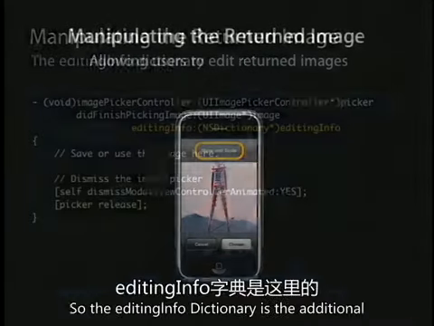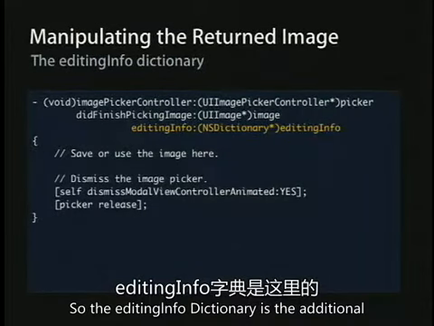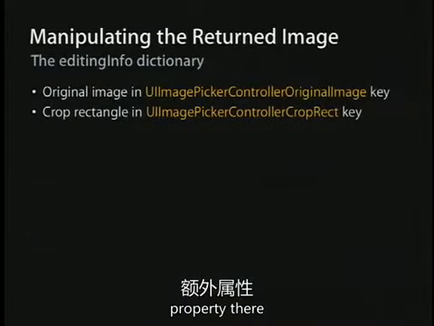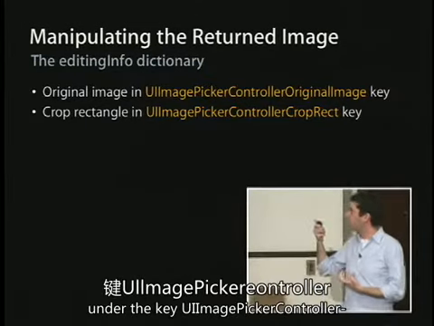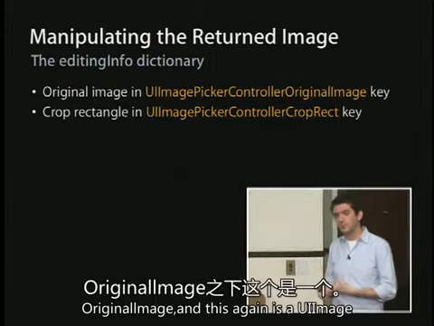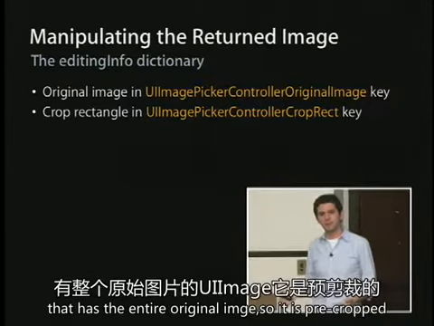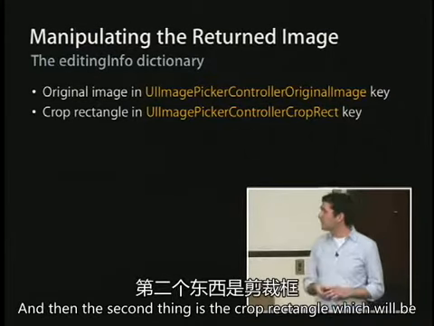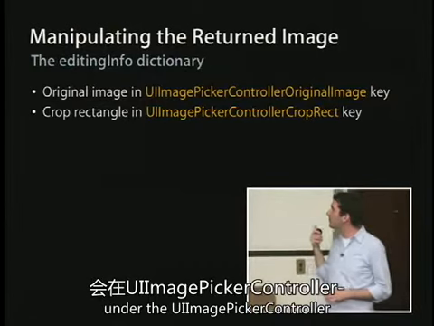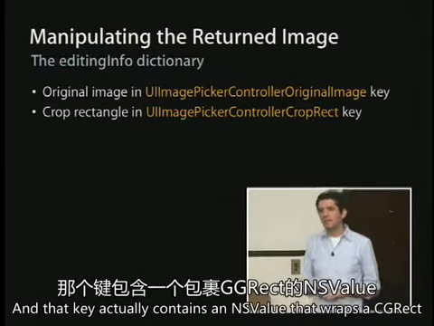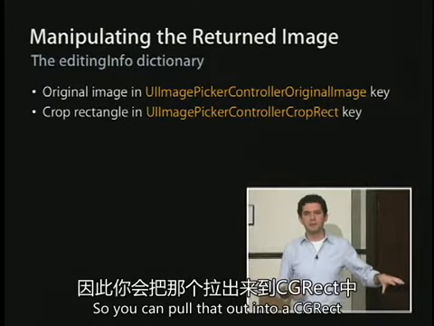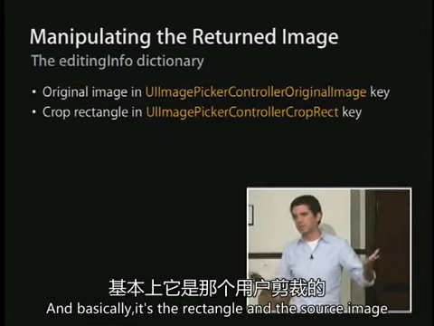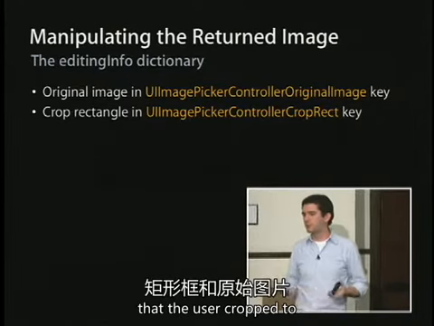So yeah, that's going to look like this. We already saw that picture. The editing info dictionary is that additional property there. The original image is going to be under the key UI image picker controller original image. And this, again, is a UI image that has the entire original image. So it's pre-cropped. It's the entirety of the image. And then the second thing is the crop rectangle, which will be under the UI image picker controller crop rect key. That key contains an NS value that wraps a CG rect, so you can pull that out into a CG rect. Basically, it's the rectangle in the source image that the user cropped to.